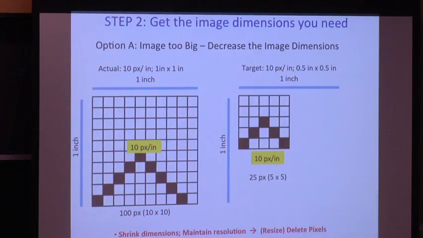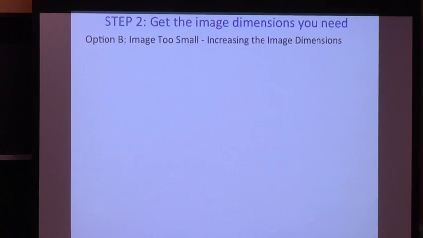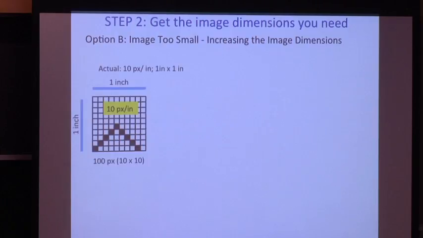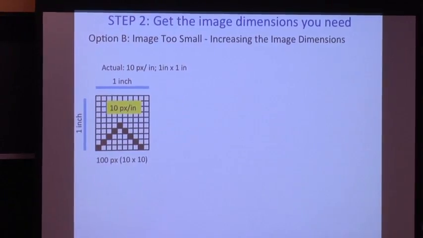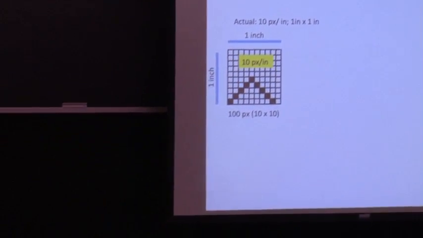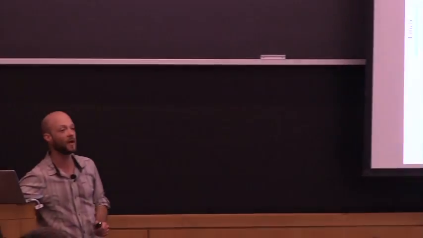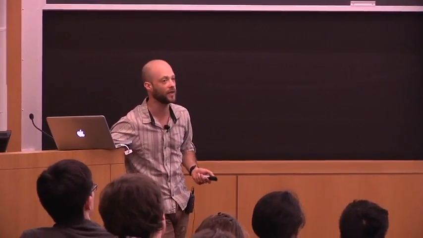It's the last problem we have to solve. Your image is too small. So now we're going to think about this. Our actual pixel is 10 pixels per inch, 1 inch by 1 inch, so 100 pixels, the same image we started with. But now we want the image to be the same resolution, 10 pixels per inch, but 2 inches by 2 inches. How are we going to do that?